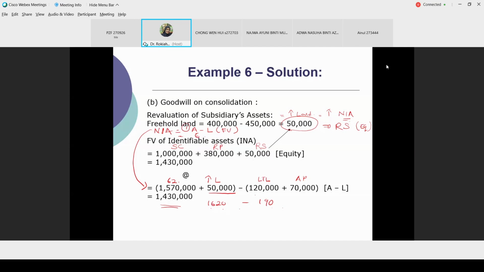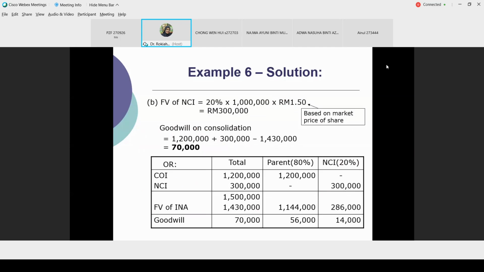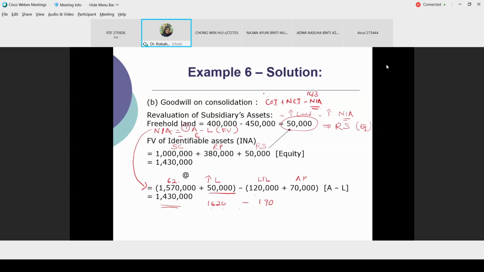So now we're going to calculate the goodwill. Remember that the goodwill here is the COI plus NCI minus net identifiable asset. Net identifiable asset we already determined at 1430. The COI here we already determined at 1.2. So now we need to determine the NCI. This is the next step, to find the value of your NCI.